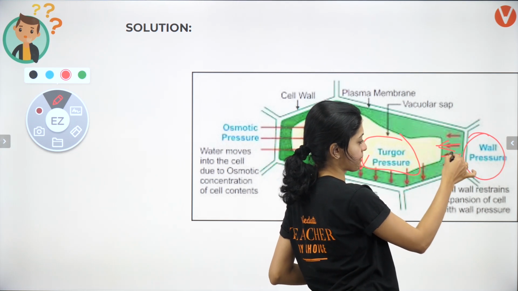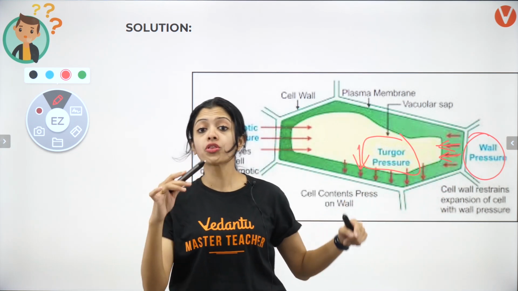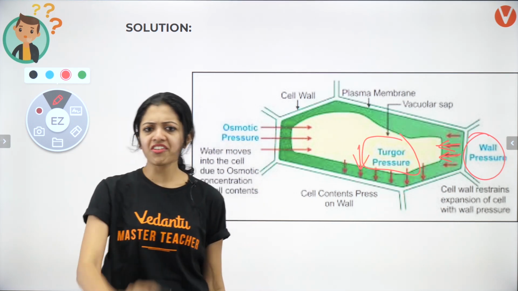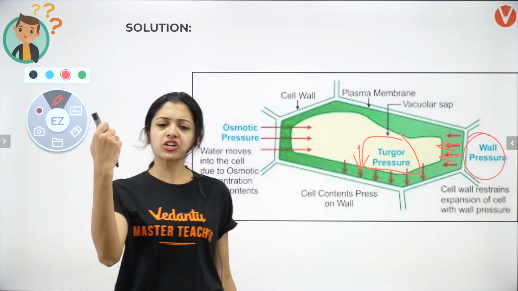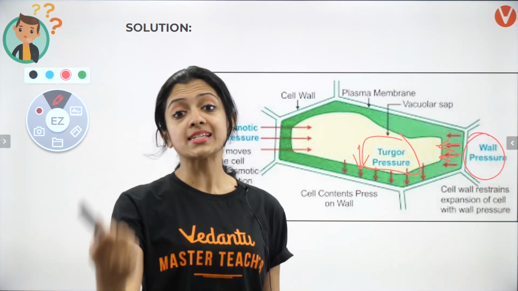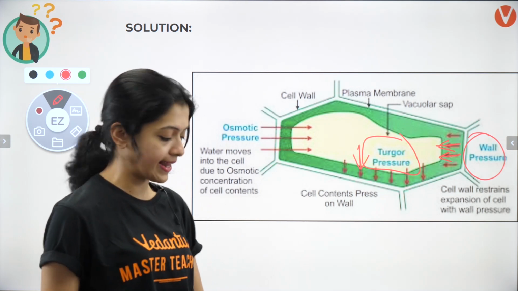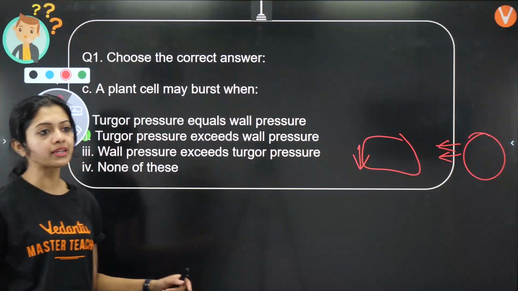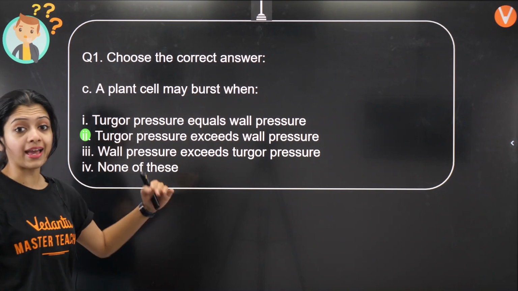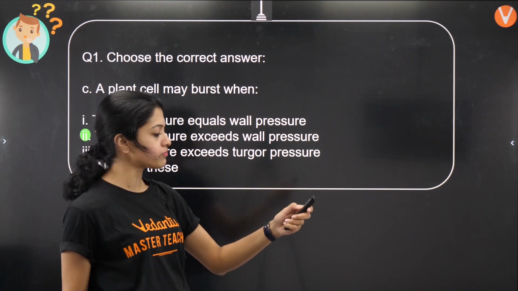The wall is exerting the pressure on the contents of the cell, right? So considering that meaning, which condition among those that I had given you among the options would result in bursting of the plant cell? Yes, absolutely right. Your answer would be when turgor pressure exceeds wall pressure. Do you have a confusion in that?